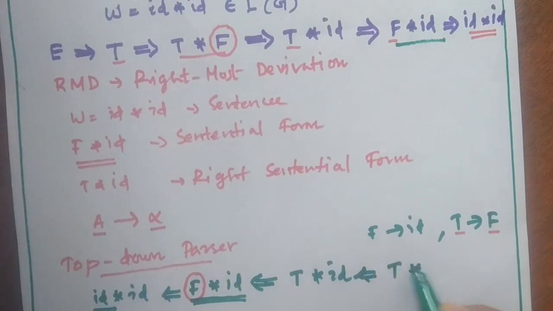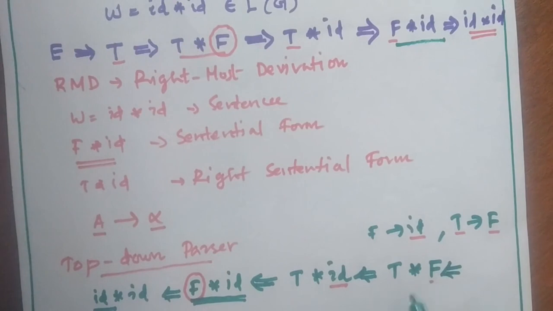The next step again gives the previous right sentential form. Here in this case the substring it has taken is id, which is the right side of one of the productions. Actually we have only one production, F gives id. So this is the right side of a production, and it replaced id by F. So we got the just previous right sentential form.